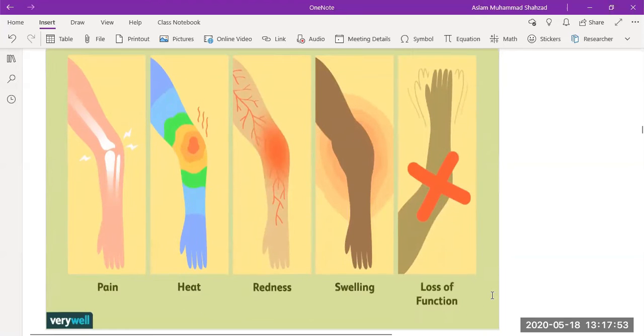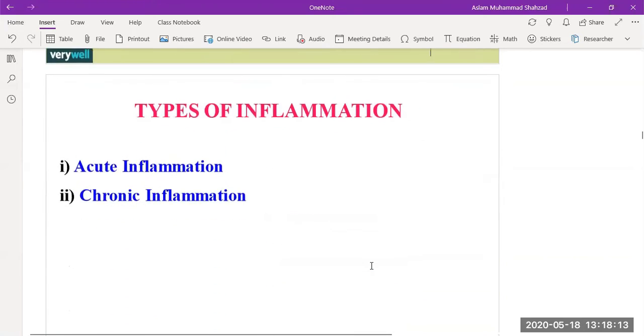These are the five cardinal signs or symptoms that can be expressed in terms of graphical representation, like pain, feeling the heat, redness on a certain area, swelling around a certain section because of the inflammation, or loss of function if the inflammation worsens. How many types of inflammation? There are two types of inflammation. One is acute inflammation and the second one is chronic inflammation.